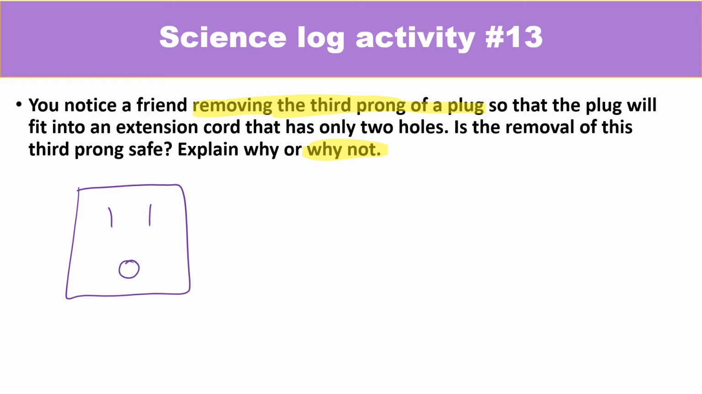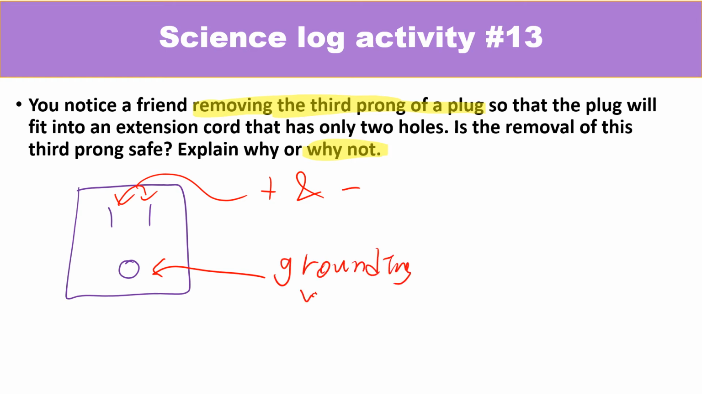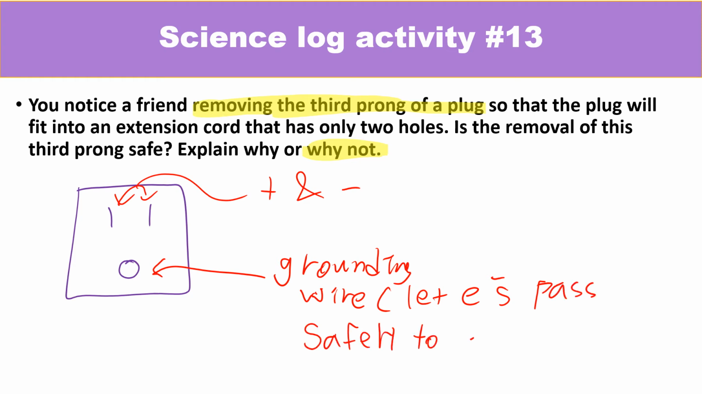If you think about these two, we must need them because one of them is the positive end and another is the negative end. What was the purpose of the third prong? The third prong's purpose is grounding. It has a grounding wire, or I like to say, it lets electrons pass safely to Earth. Removing this is not a wise decision at all.